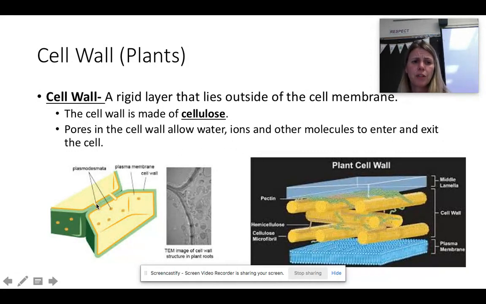There are actual pores called plasmodesmata, and that allows for material to pass through the cell wall. So you can see it here and here. So they have a cell membrane, which allows materials, and they have these little holes inside the cell wall in order for materials to pass through. So even though it's structure, it does allow for things to pass through.